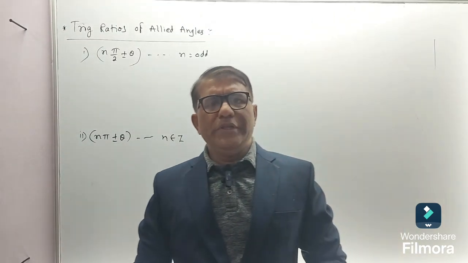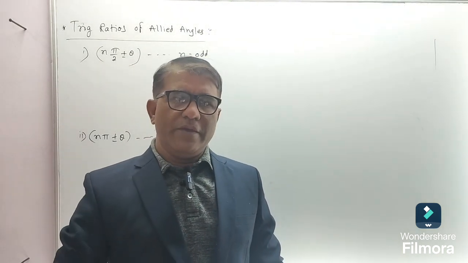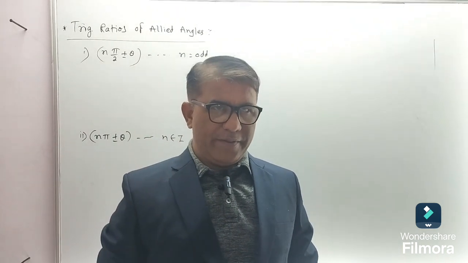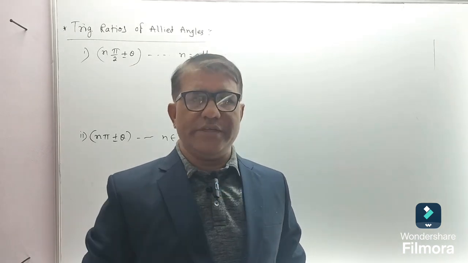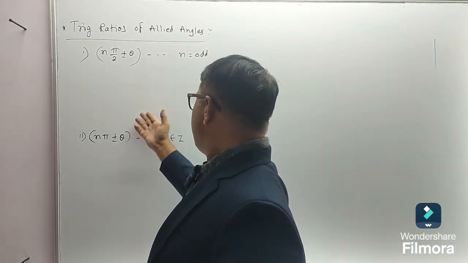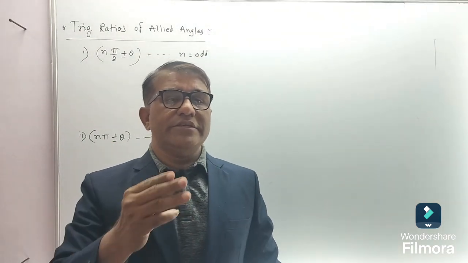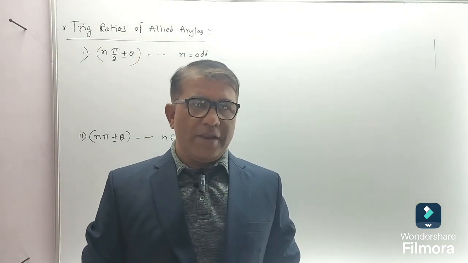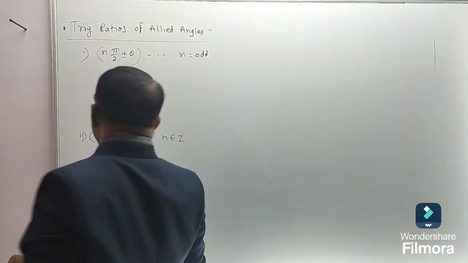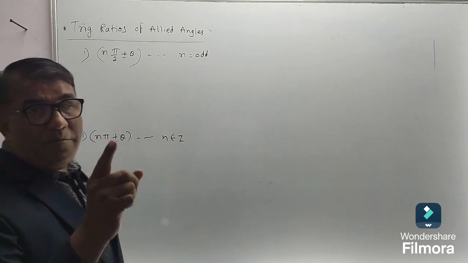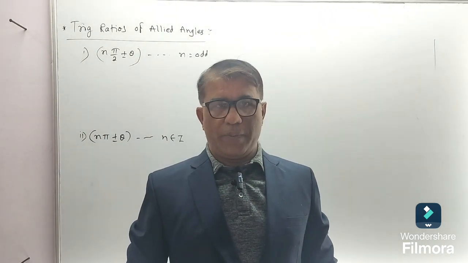Okay, means what? 90 plus 30, or multiples, I am telling here. 270 plus 30, 270 minus 60. Yes, here 180 plus 30, 360 minus 60, like this. These angles are allied angles. If the angle is in this form, again I am going to give you a technique. Please note.